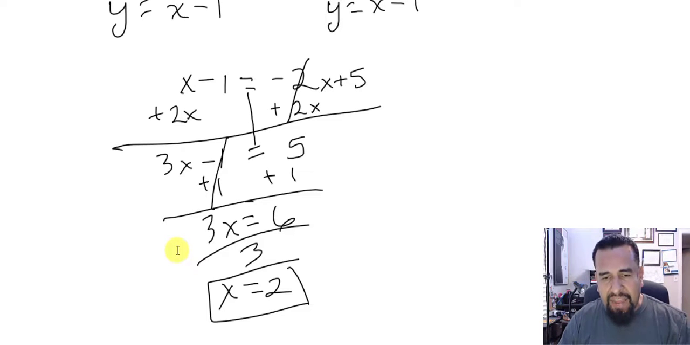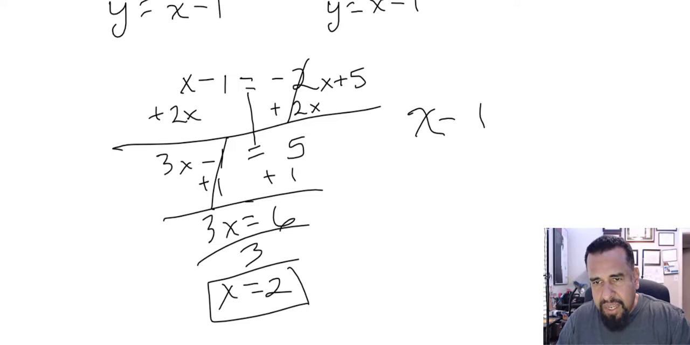So therefore, I have to take this value of x equals 2 and plug it into one of my equations. You get to choose which one. Obviously, you can see the first one, y equals x minus 1, would be the easiest one, right? So we have x minus 1, and I'm going to plug in the 2 there. So 2 minus 1 equals 1.